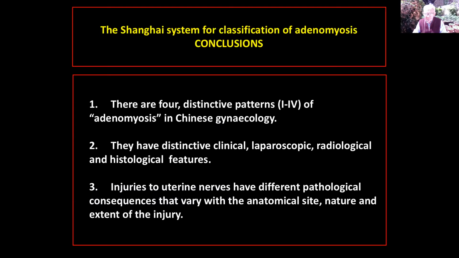So in summary, 4 different patterns of adenomyosis, and they're the consequences of injuries to uterine nerves at different anatomical sites with markedly different clinical consequences. They have distinctive clinical, laparoscopic, radiological, and histological features. And the injuries to the uterine nerves, as we say, have different pathological consequences depending on the site.